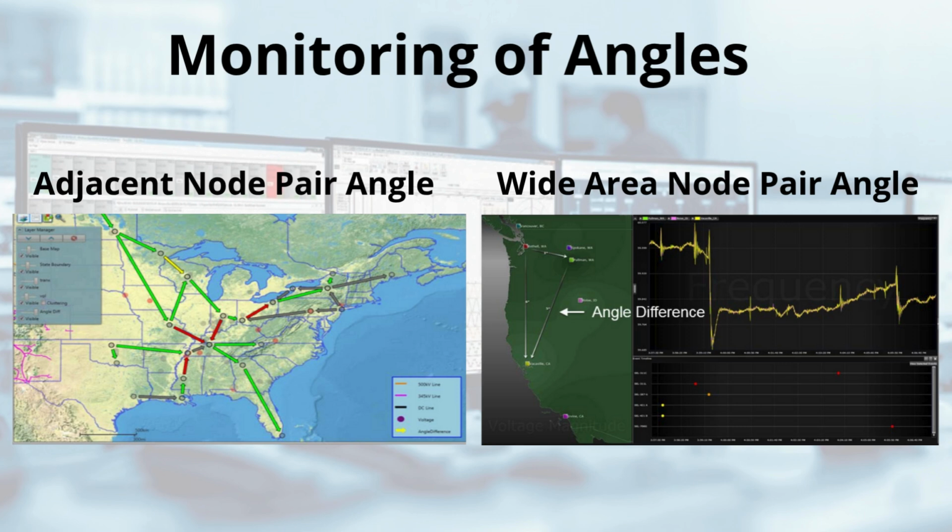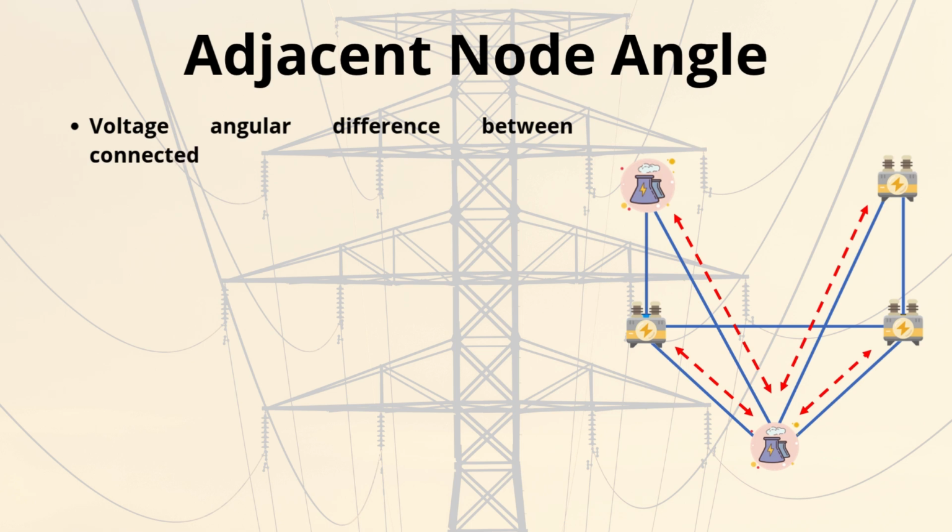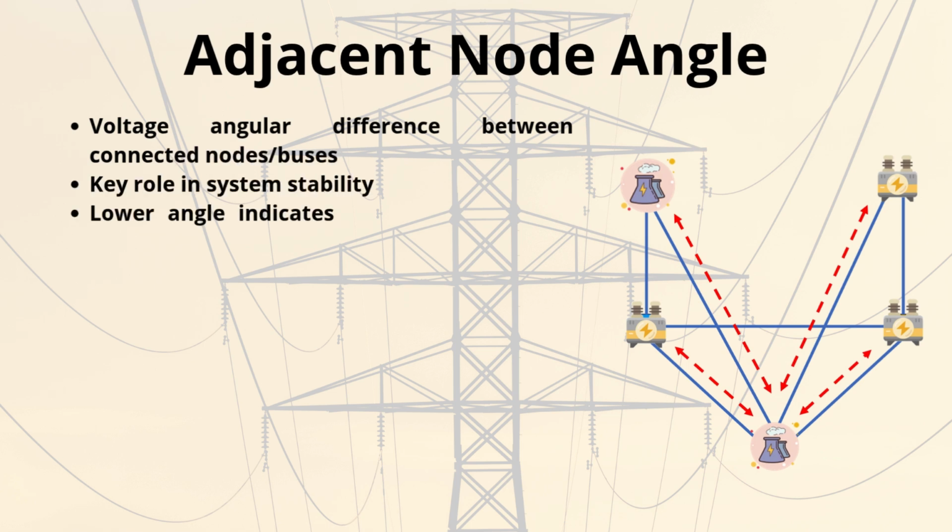The source describes two main types of power angle monitoring: adjacent node angle monitoring and wide area node pair angle monitoring. Let's start with adjacent node angle. Sounds like points right next to each other. Exactly. It's the voltage angular difference between nodes that are directly connected. Think the two ends of a transmission line, for instance.